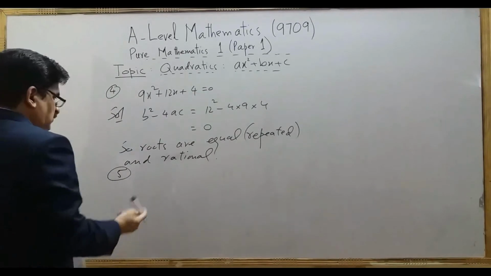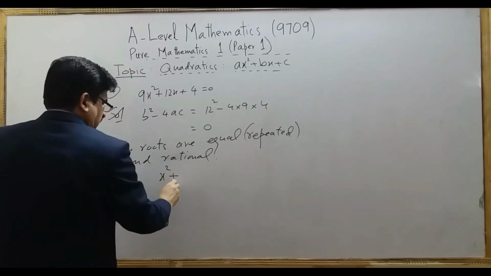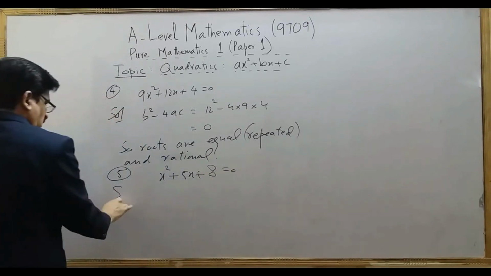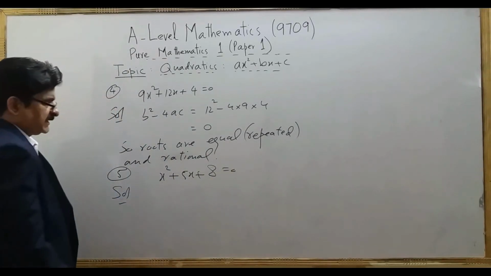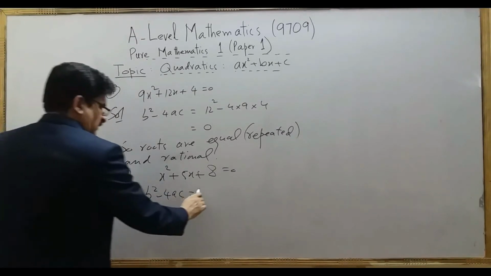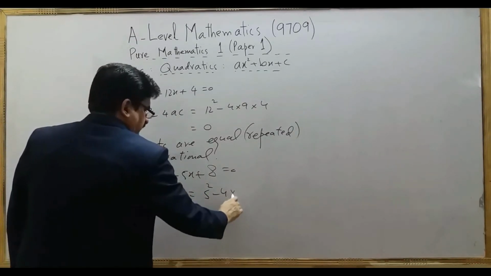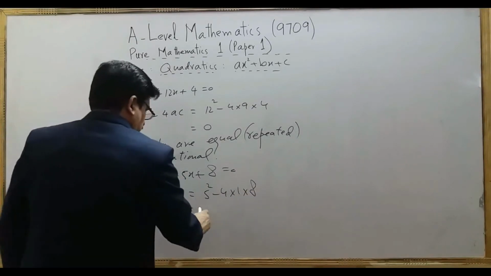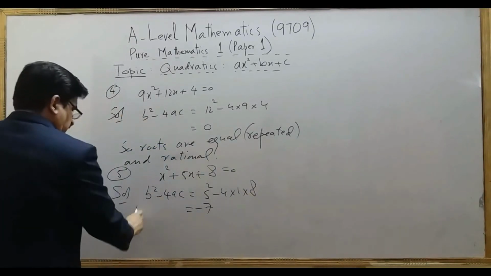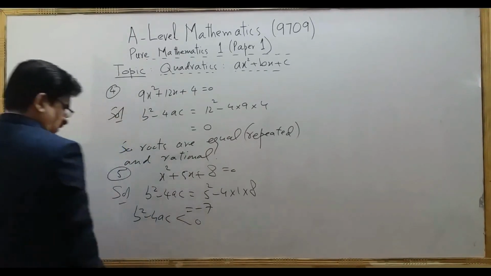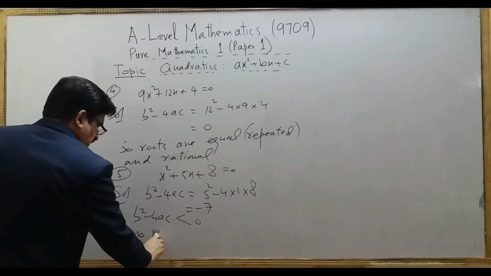Example number 5, you have x square plus 5x plus 8 equal to 0. Now the solution is to find the discriminant. Again b square minus 4ac is equal to b square minus 4a into c. This is now minus 7. Now see that b square minus 4ac is negative. So we write just no real roots.